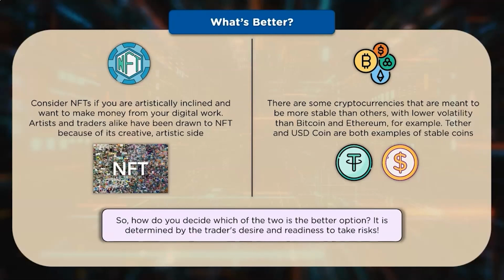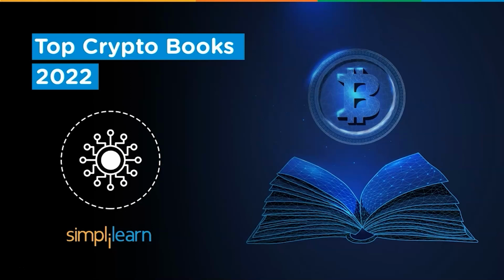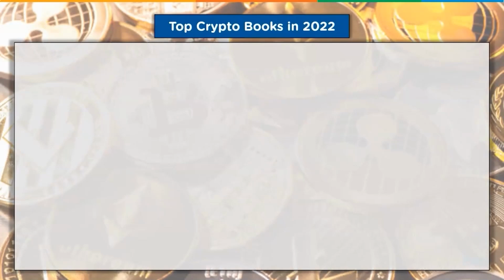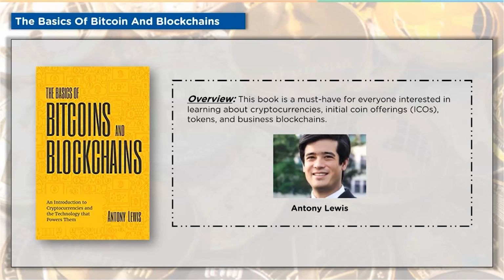Top crypto books for beginners in 2022. So the first one is The Basics of Bitcoin and Blockchains, written by Anthony Lewis. Bitcoin is the first and one of the topmost cryptocurrencies in the crypto market. This book is a must-have for everyone interested in learning about Bitcoin and various other cryptocurrencies, initial coin offerings, tokens, and business blockchains. It provides a balanced and hype-free background in the essential concepts underpinning the new blockchain technology.